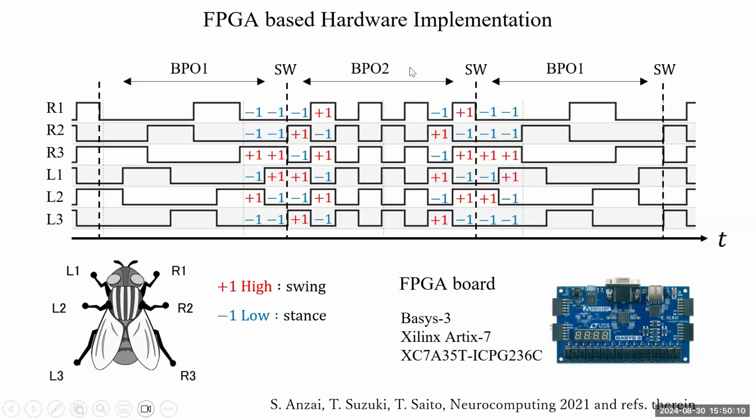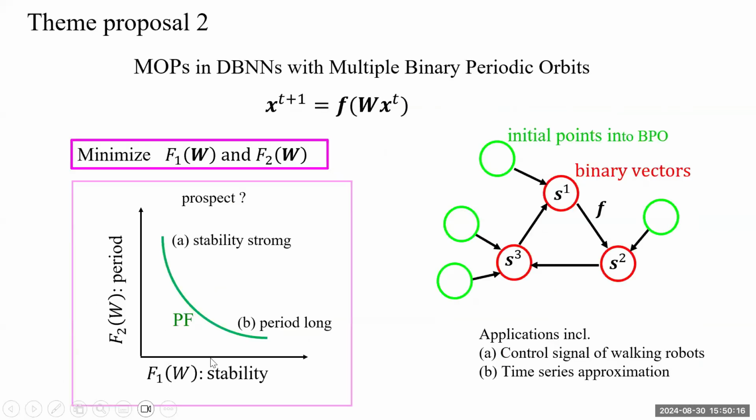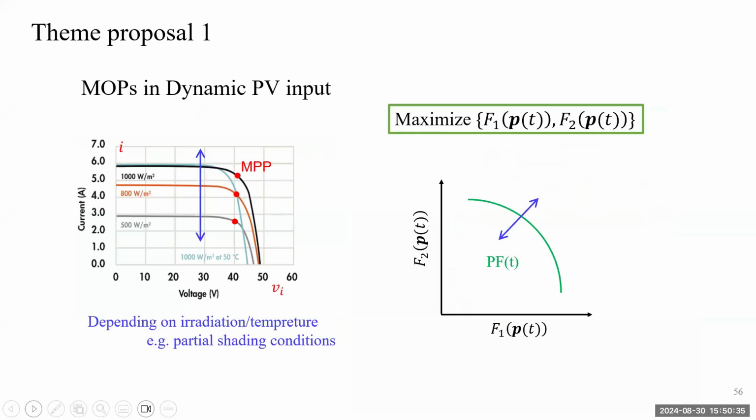If the BPO is very stable, stability is strong, the switching is guaranteed. Then the strong stability is convenient in application to control signals, switching of walking patterns. This is one example. Anyway, we propose MOPs in multiple binary periodic orbits. And in the first part, we have proposed MOPs in dynamic PV input and a dynamic Pareto front.